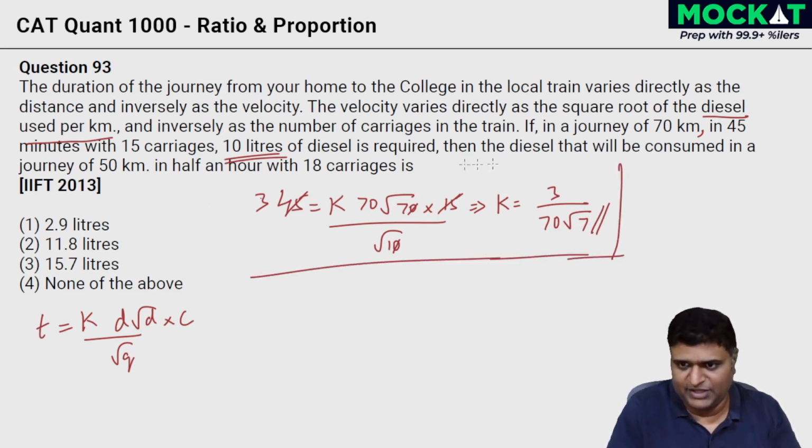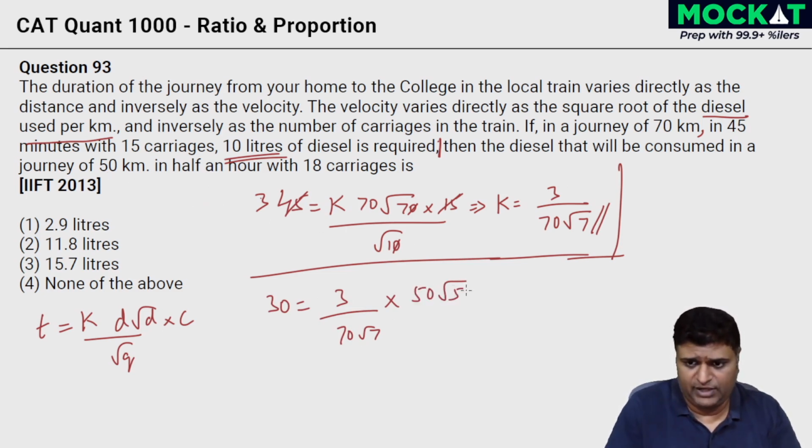Usually these questions follow up with one more set of information. They ask us to find something. Then the diesel that will be consumed is going to be the Q, in a journey of 50 kilometers, half an hour, 30 minutes, 18 carriages. So time is going to be 30 this time around. K I know is 3 divided by 70 root 7 into the distance, 50 root 50, 18 carriages into C, which is 18, divided by root Q.